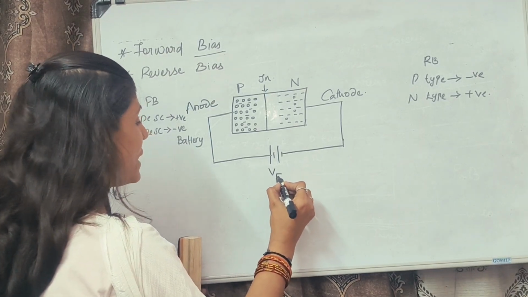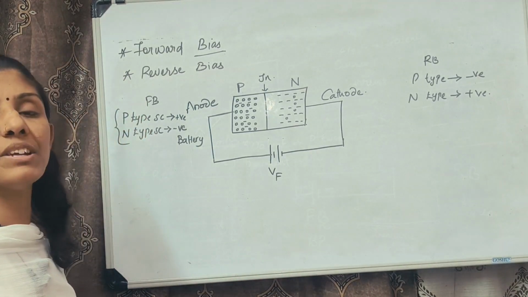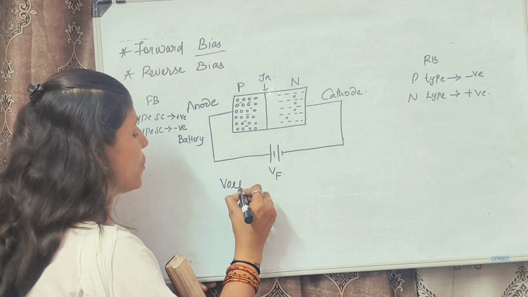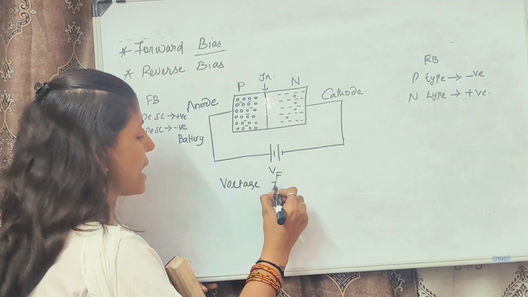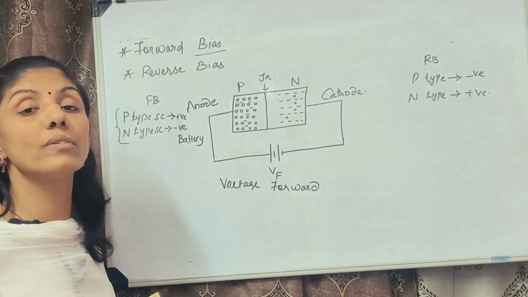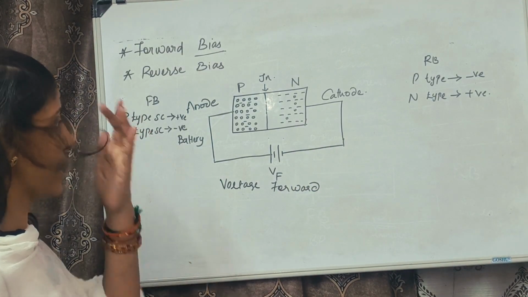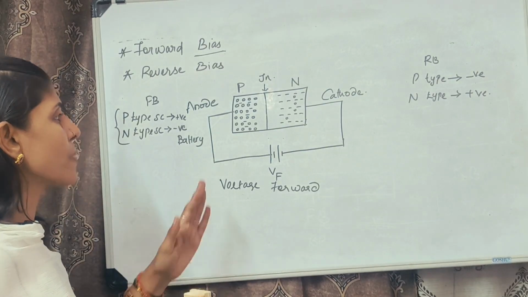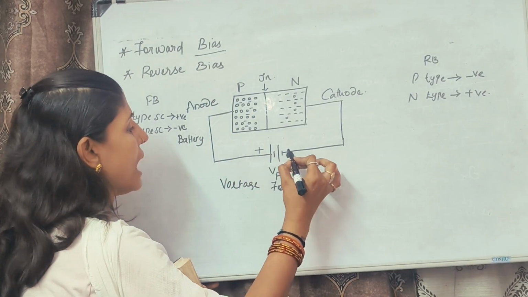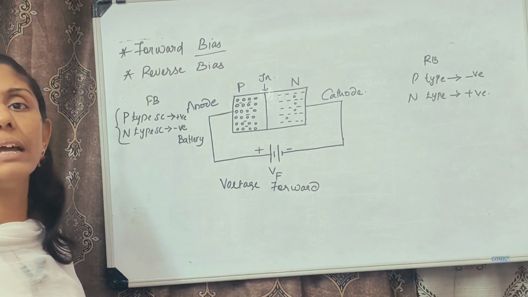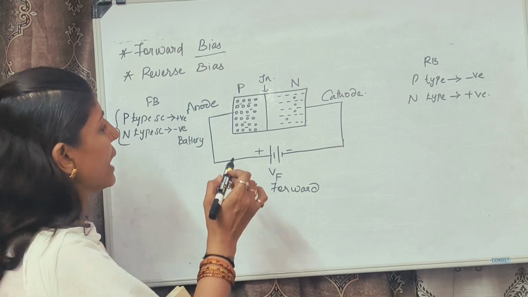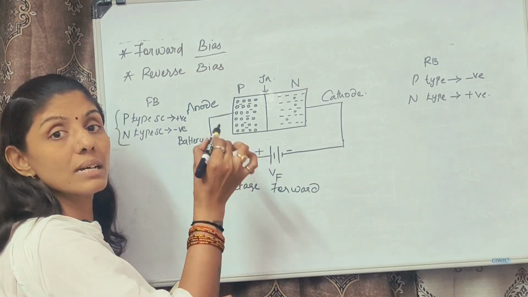So for forward bias, that's why I am mentioning it as VF. What does this V represent? It is a voltage. What does this F represent? Forward. So I am considering it as a forward voltage. P is getting connected to the positive terminal of the battery and N is getting connected to the negative terminal of the battery.